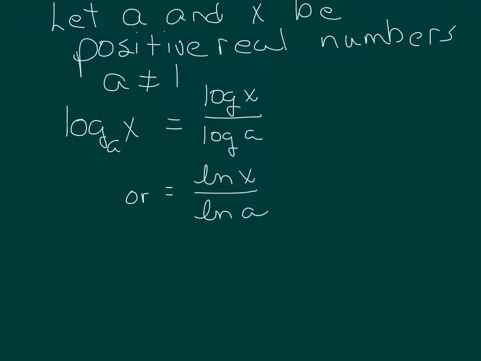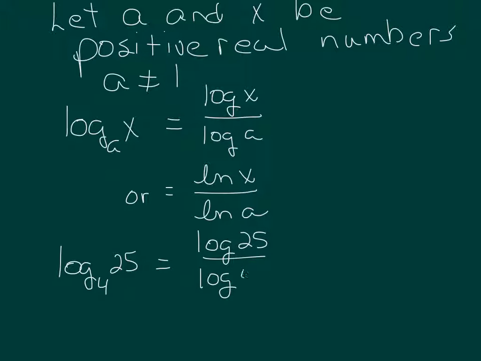So if we had the log base 4 of 25, well, you don't have a log base 4 key on your calculator. But you can write that as the log of 25 divided by the log of 4, or the natural log of 25 divided by the natural log of 4. So you do it with the common log. You guys do it with the natural log, and let's make sure we get the same answer.